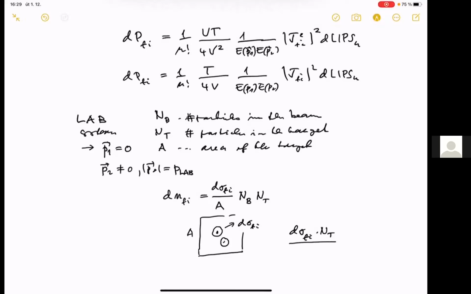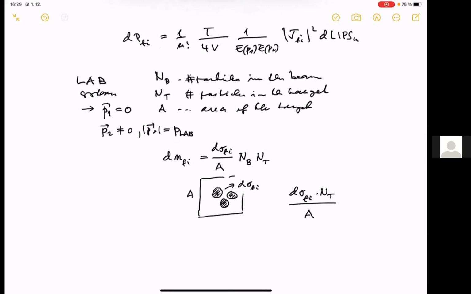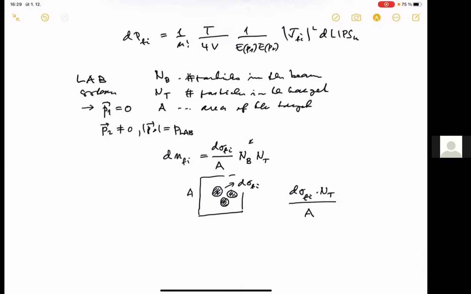That means this is just some geometrical probability that the one particle in the beam hits the effective area corresponding to these target particles. Okay, so if we have N_B particles in the beam, then of course we have N_B times larger probability that the beam particles hit this effective area of all the targets. And the number of reactions is just given by this probability times N_B.